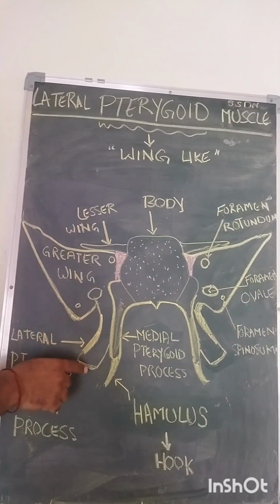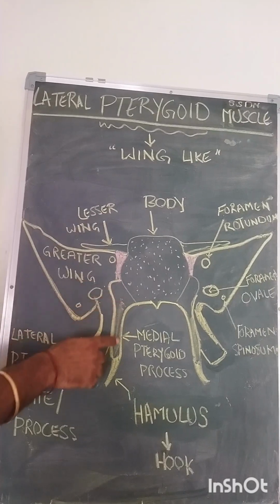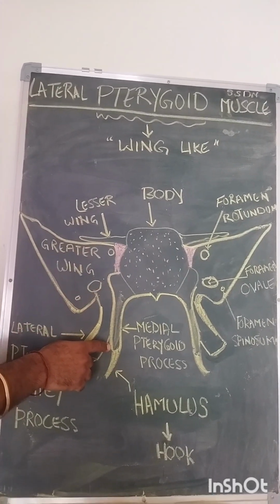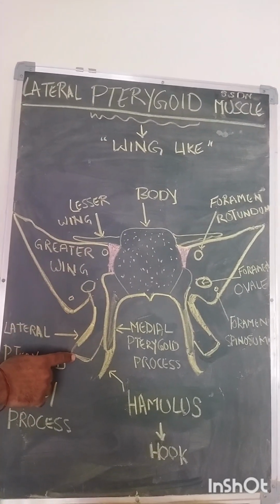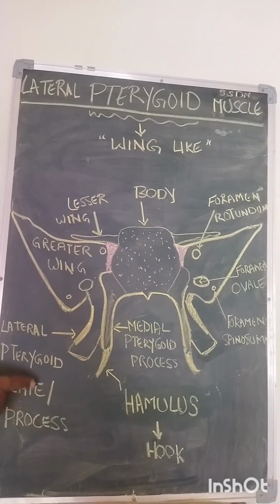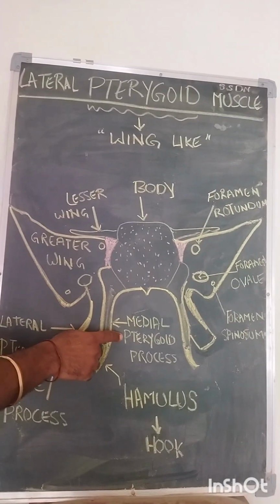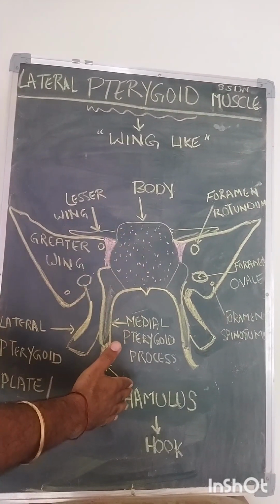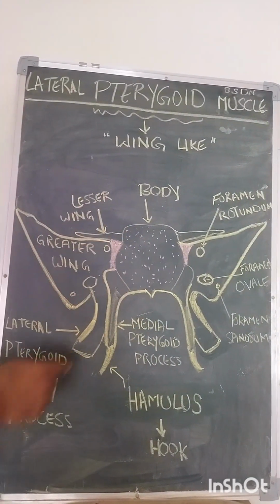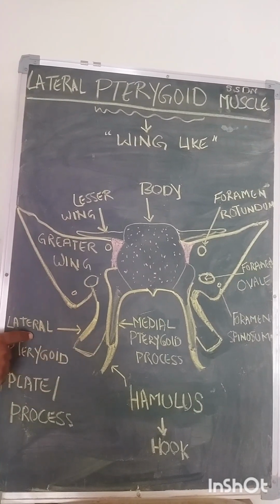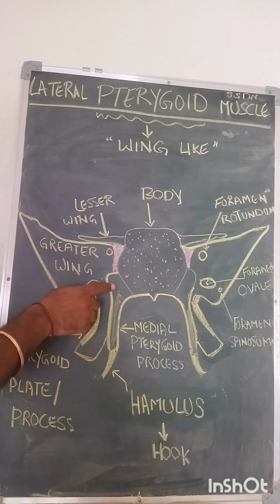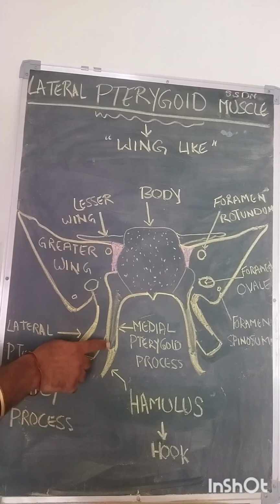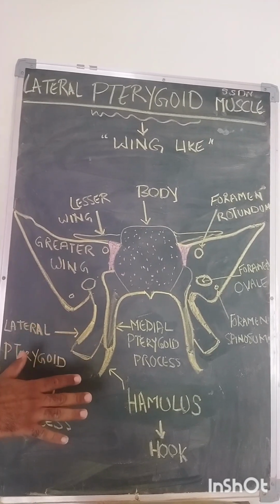So we have two plates or two process. One is medial pterygoid process, other is lateral pterygoid process, also known as lateral pterygoid plate or medial pterygoid plate. Medial because it is towards the central line or the medial part of the body. So medial pterygoid process and lateral pterygoid process. At the end of the medial pterygoid process, we have a small hook which is known as hamulus.